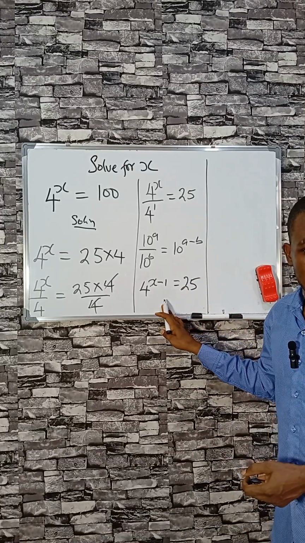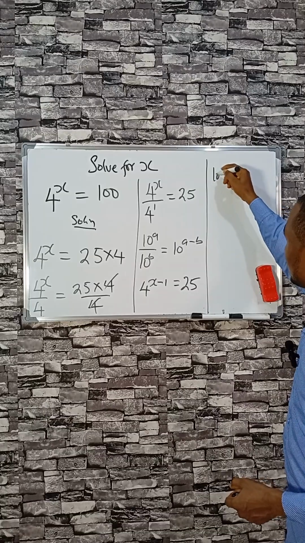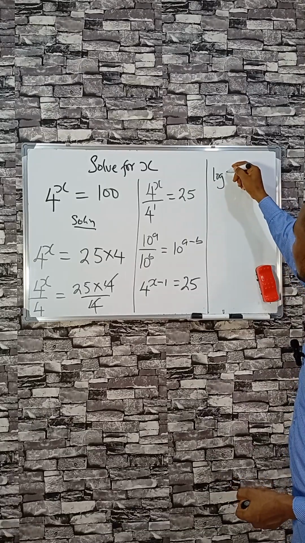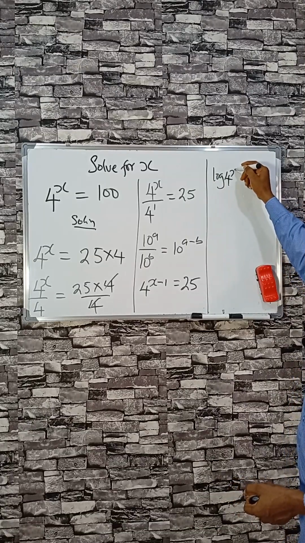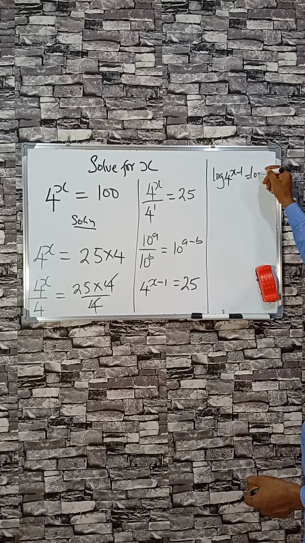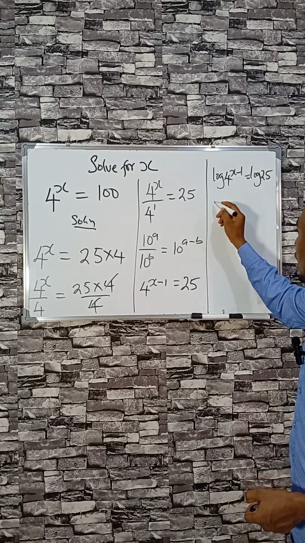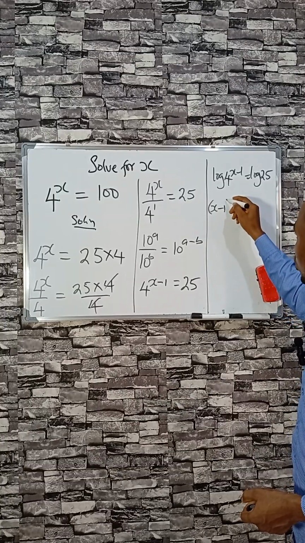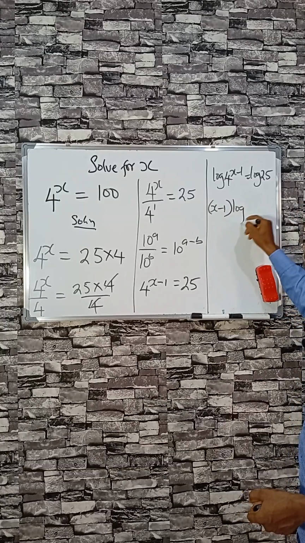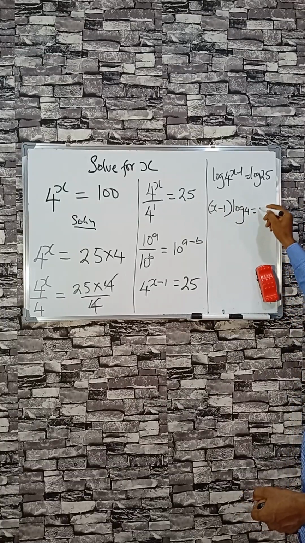Here we can introduce logarithm. Log base 10 of this equals log 25, so that x minus 1 will go to the back of the log 25.